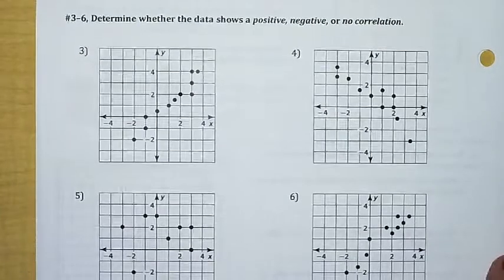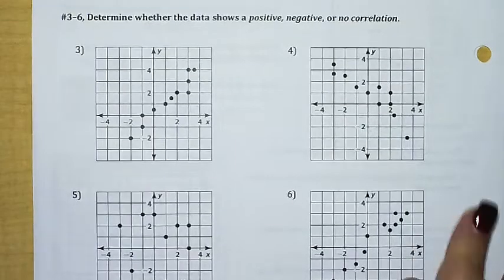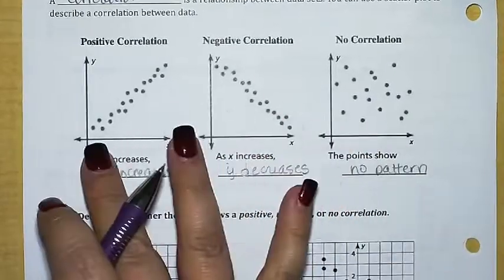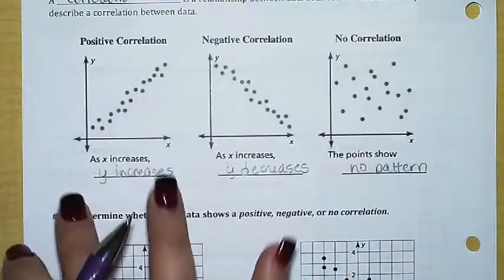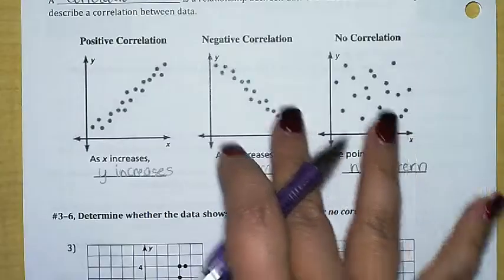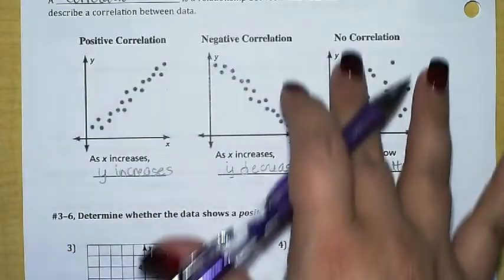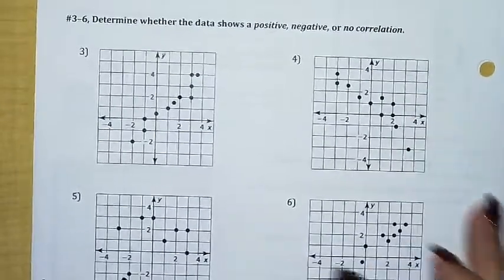All right, so let's take a look at these graphs. Determine whether the data shows positive, negative, or no correlation. You can use this as a guide. If the points have an upward trend or pattern, it is positive. If they have a downward pattern, it is negative. And if you see no pattern at all, then it's no correlation. So let's try it.